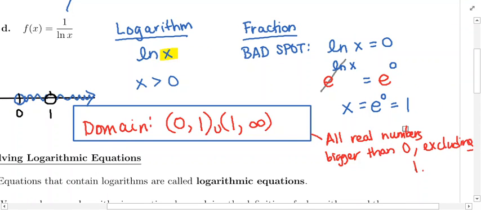That was a tough one because not only did you have the logarithm, but you had the fraction. So going forward, just remember the rule. This is another domain rule. To find the domain of any logarithmic function, you need to take the quantity that you're taking the logarithm of and set it strictly greater than 0 and solve.